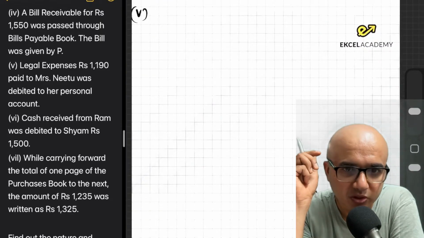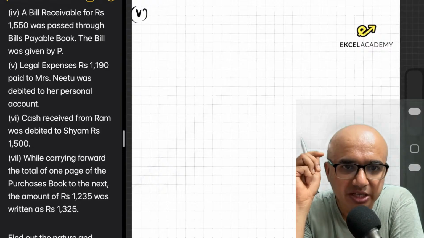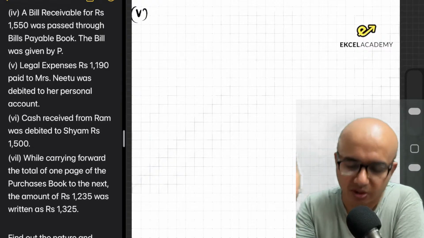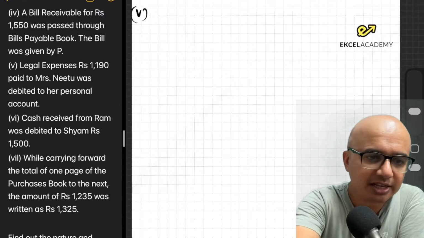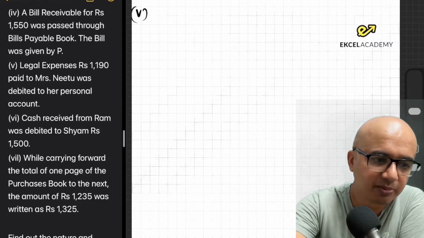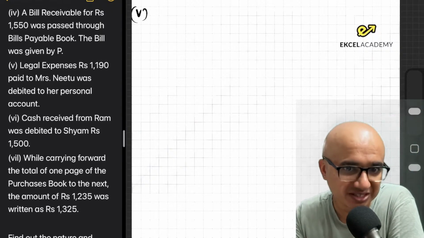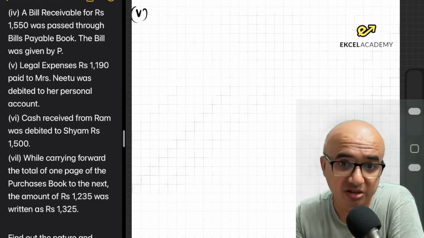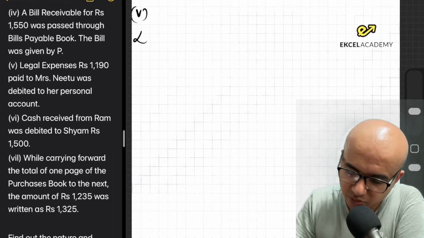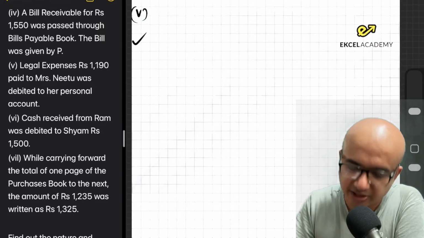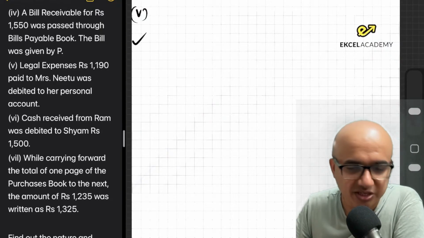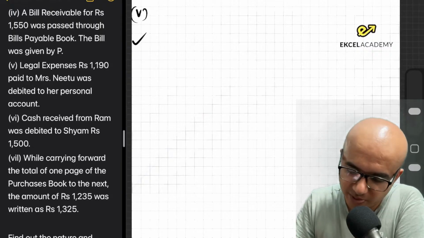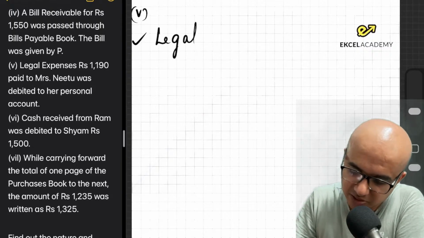Legal expenses rupees 1,190 paid to Mrs. Neetu was debited to her personal account. Okay, fine. So legal expenses paid should always be debited to legal expenses itself because it's an expense. How can you debit Mrs. Neetu's personal account? That is something you shouldn't be doing. Okay, let me record the correct entry. Legal expense is an expense. Expense, if it increases, should be debited. So debit legal expenses account.